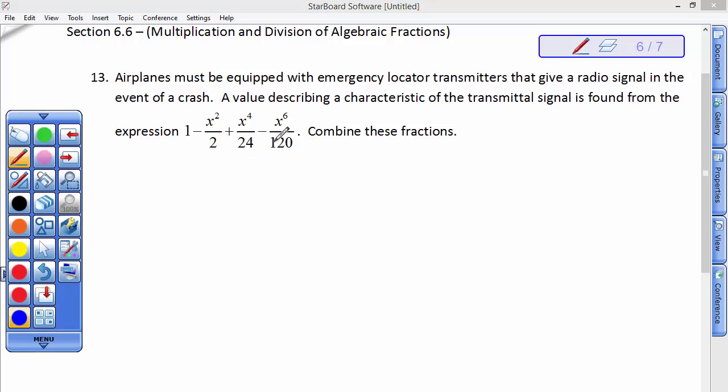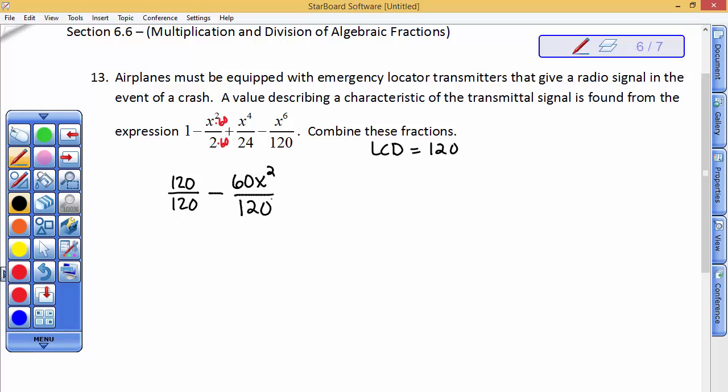And my guess is that 24 divides into 120 5 times probably. And we know 2 divides into 120. So let's let the least common denominator of these be 120. So can you see that a 1 would need to be written as 120 over 120? That is the number 1. But this 2 would need to be multiplied by a 60 for that to become a denominator of 120. So we'd have a 60x squared in the numerator over that 120.